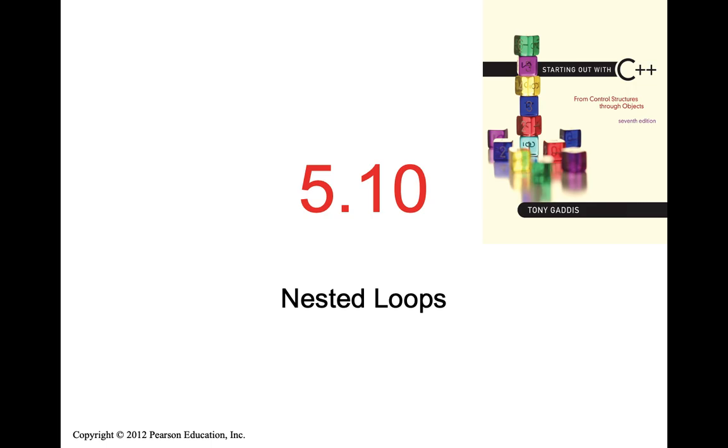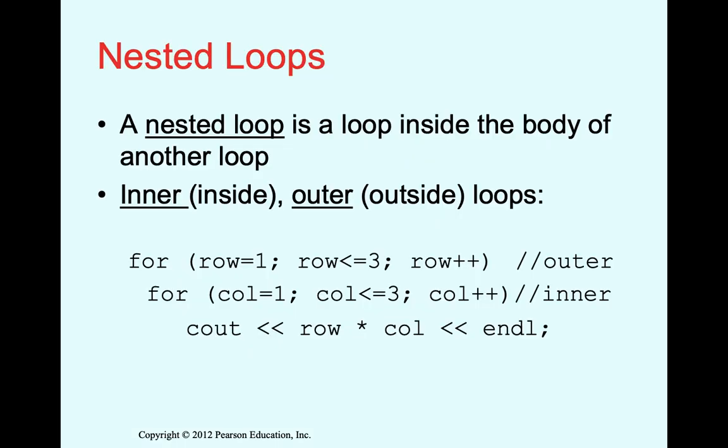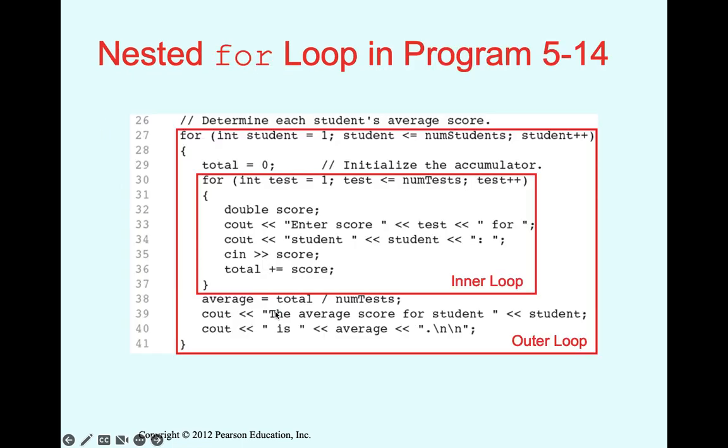So we have nested loops. A nested loop means we have a loop inside the body of another loop. So we will have an inner loop and an outer loop. For example, here we have a for loop. It will iterate 3 times from 1 till 3. And inside every iteration of this loop, we have another loop that runs 3 times. For each time of the outer loop, there are 3 inner loop iterations. So this is how it works.